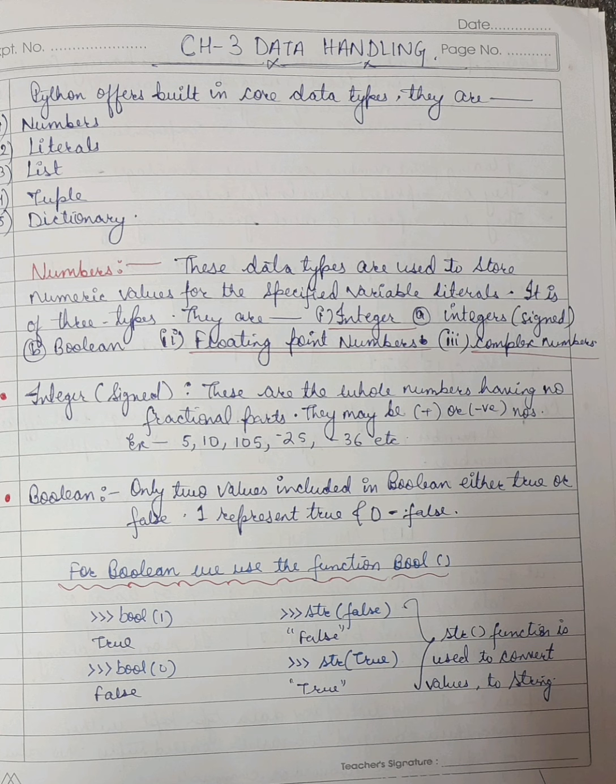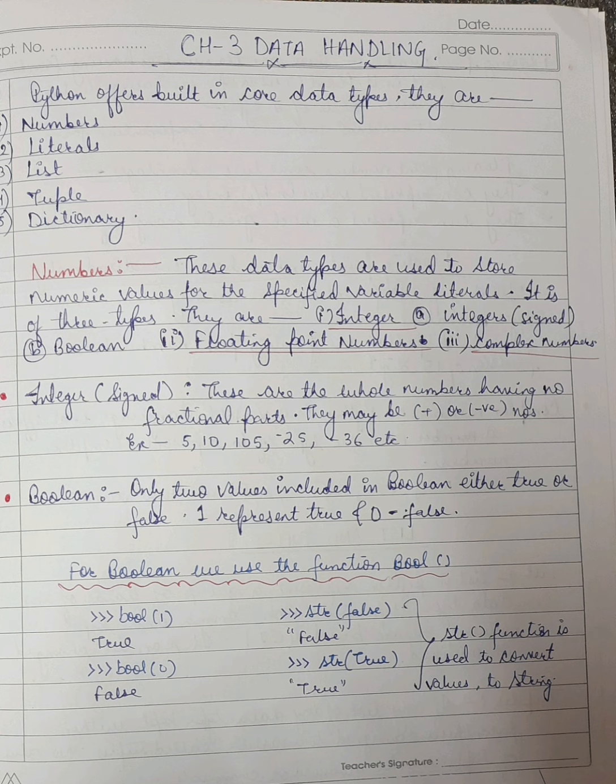We dealt with numbers and literals in our previous videos, so again, see, numbers. These data types are used to store numeric values for the specified variable. It is of three types. They are: first integer, which again has two parts, integer sign and boolean; second, floating point numbers; third, complex numbers.